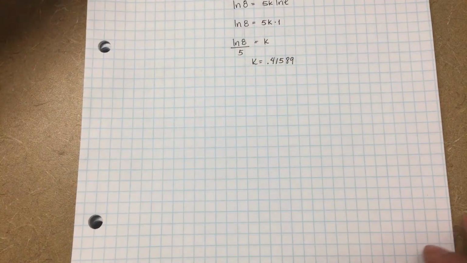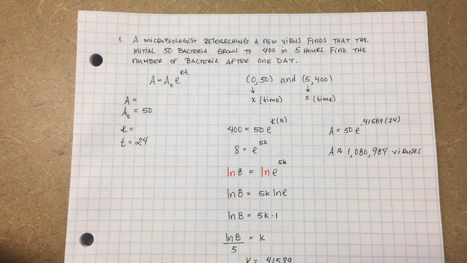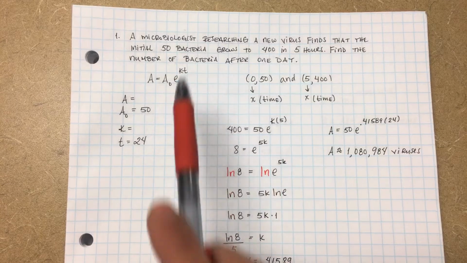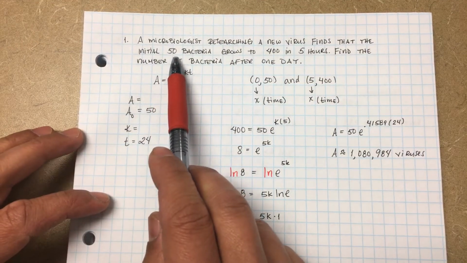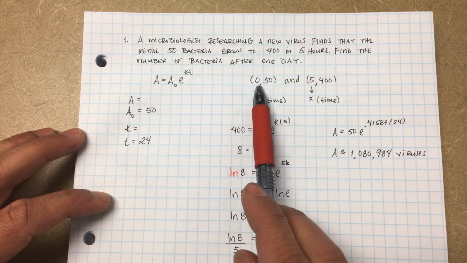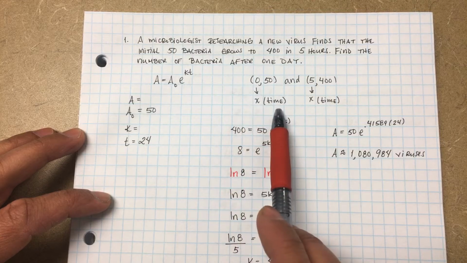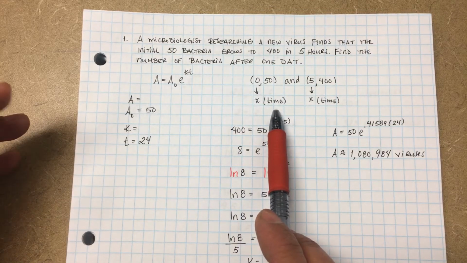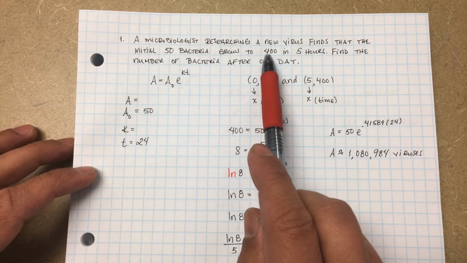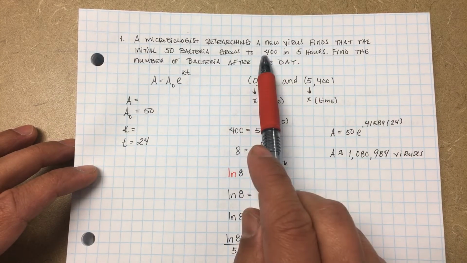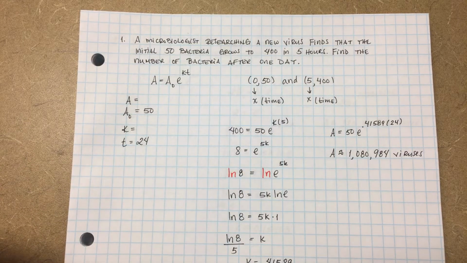So let's go ahead and see if we can do some of these examples. I just kind of did the math already behind it, and I'll just explain it. You have a microbiologist researching a new virus, and they tell us that the initial bacteria is 50. So that means when we start, we have 50 bacteria. X always represents time, because it's independent. You can't control time. It's always continuous. And then the other part is after 5 hours, we have 400 bacteria. So we have this representation. It says find the number of bacteria after 1 day.